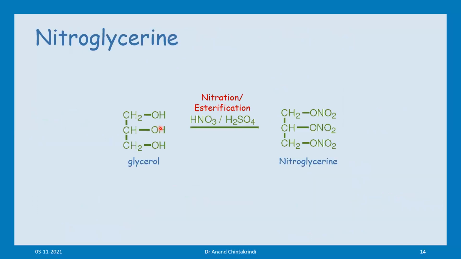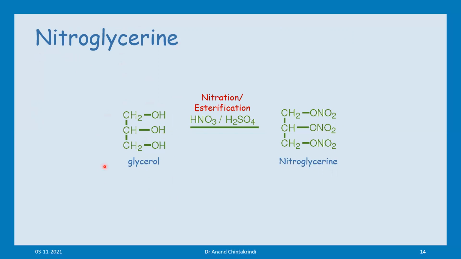The next class of compounds is vasodilators. This is a simple nitroglycerin. Now, nitroglycerin comes under the class of organonitrates, and we know that organonitrates are simply nitric acid or nitrous acid esters of alcohols. So, nitroglycerin, as the name suggests, is a nitric acid ester of glycerin.